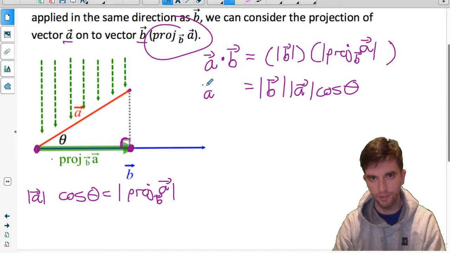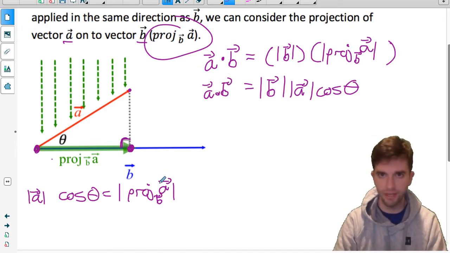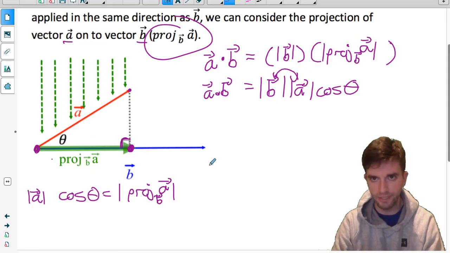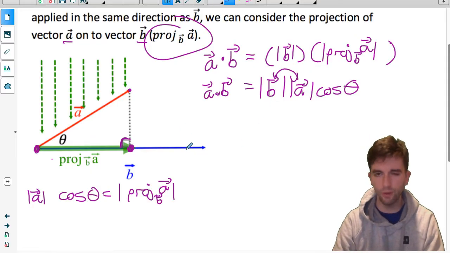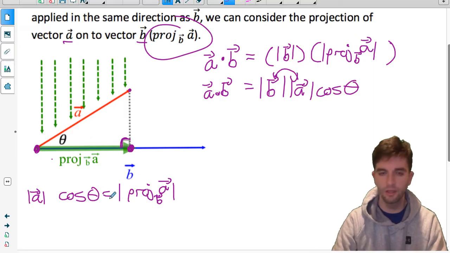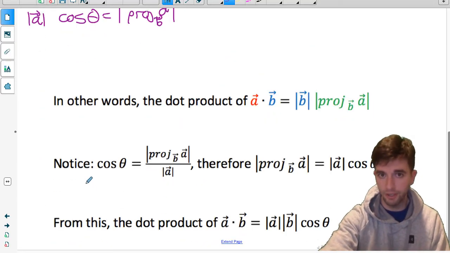So this is the formula for A dot B or B dot A. It doesn't matter. It's the same result. And normally you'll see the A and the B written in reverse order. The order of multiplication doesn't matter. So often you'll see it written as the magnitude of A times magnitude of B cos theta. So that's the formula for dot product.